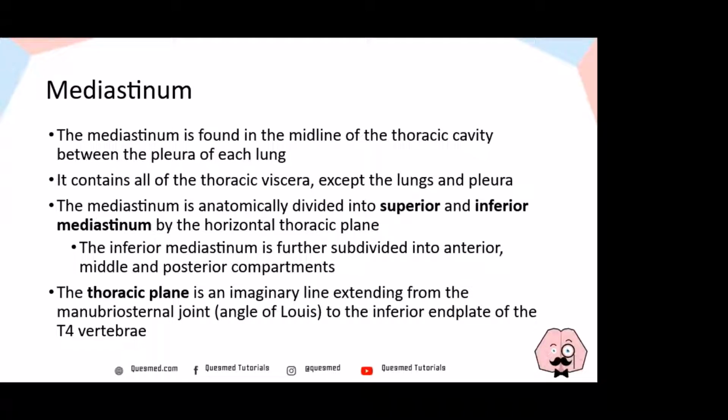Instead, the boundary that's been made up is called your transthoracic plane or your thoracic plane, which is basically an imaginary horizontal line which extends from your angle of Louis, which is your manubriosternal joint, and that's the protrusion that you can feel on your own sternum, and it extends directly horizontally backwards from there, and intersects with the inferior end plate of your T4 vertebra. So it's just this imaginary horizontal line, but it's got some uses for surface anatomy, which is why it exists.